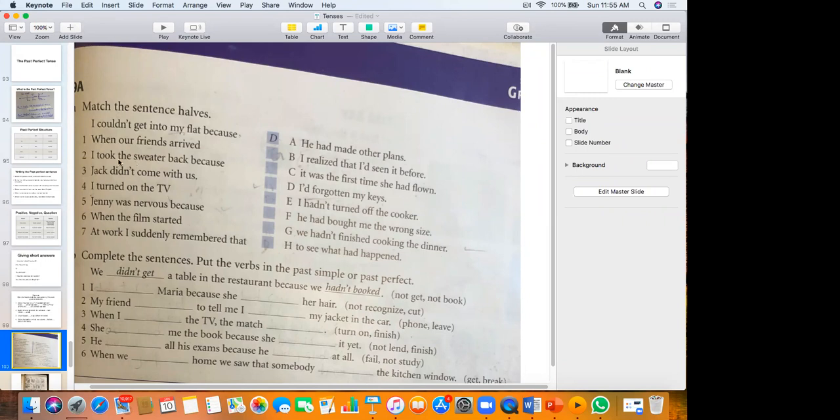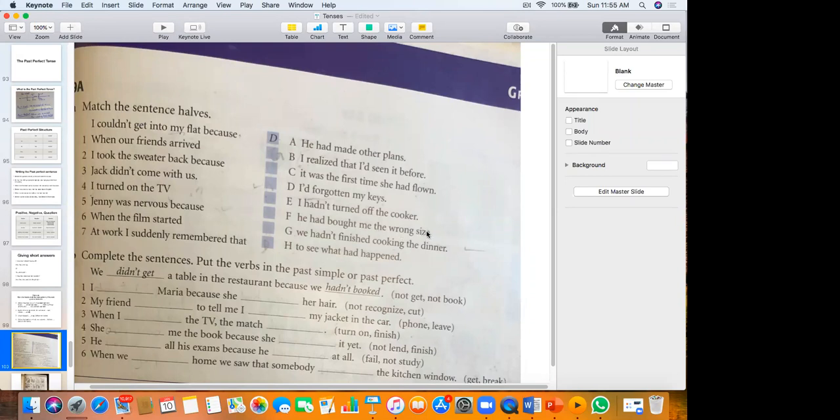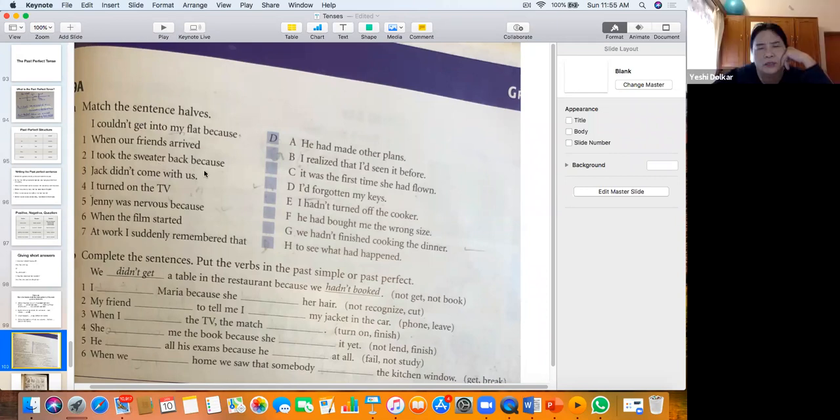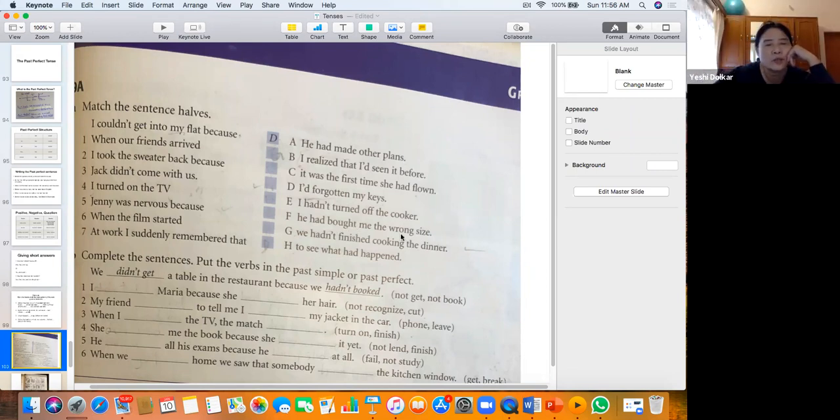What about number two? I took the sweater back because he had bought me the wrong size. Yes, all right. Bought me the wrong size. So he had bought me the wrong size.